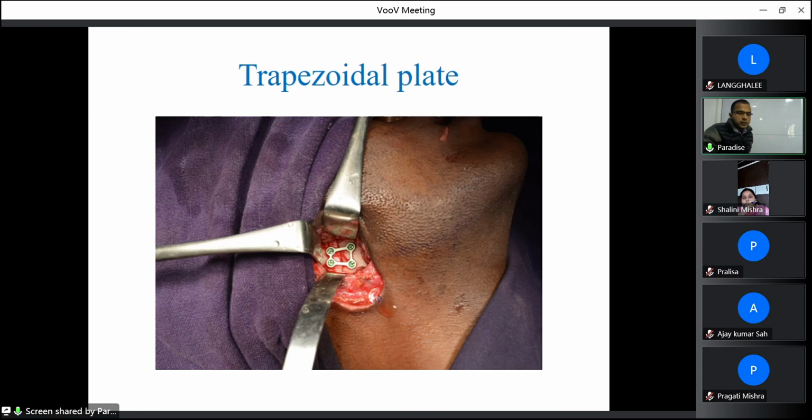But in the case of the trapezoidal plate, it is small. You don't need a large surgical site. You just have to place 4 monocortical screws, and this is a trapezoidal plate. These screws are also monocortical screws, just 6 mm. Sometimes we can use 8 mm screws, 2 by 6 mm or 2 by 8 mm.